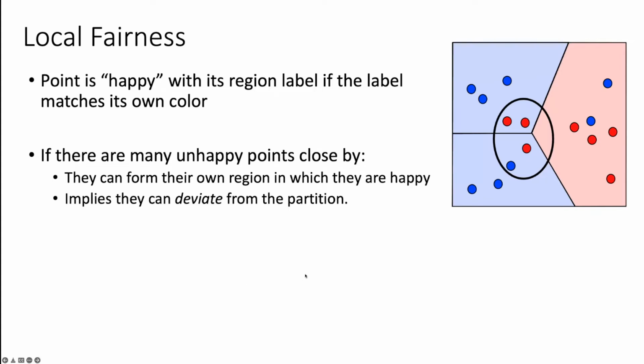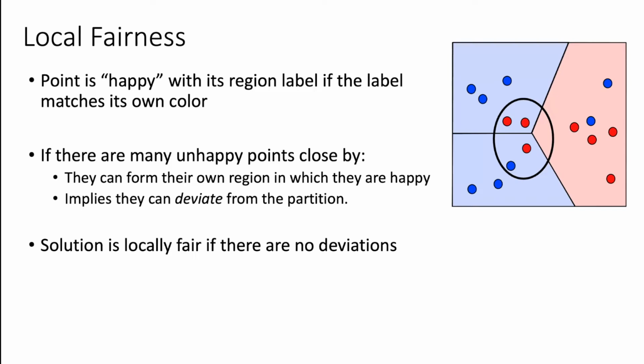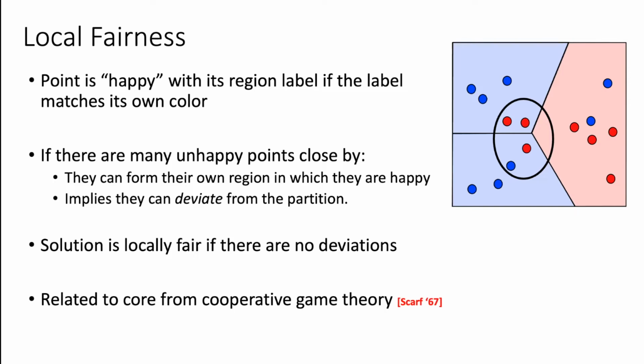So in other words, they can deviate and form their own partition. So we say that a solution is locally fair if there are no such deviations. And this is related to the notion of core from cooperative game theory, which is due to Scarf from 1967, and it has been widely studied in economics and game theory. So our notion is not exactly the core, but it is very related to the core.